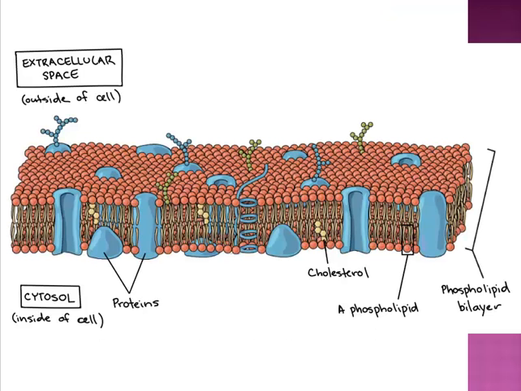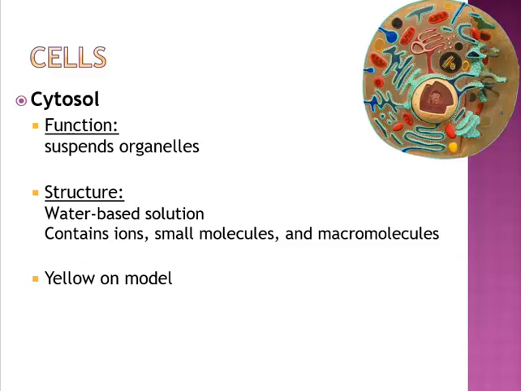Now we can see it better on this drawing. We have our extracellular space, the outside of the cell, our cytosol, which we're going to talk about in a second, and this is the inside of the cell. Then we have our entire phospholipid bilayer with your phospholipids, your phospholipid head and your tails.